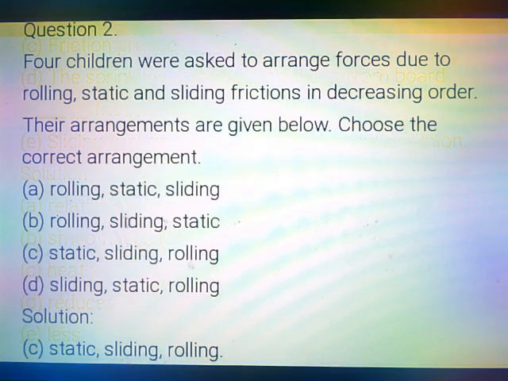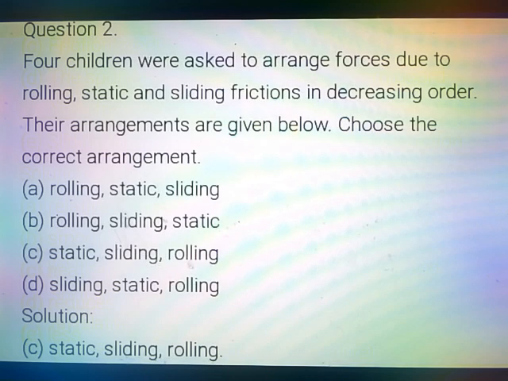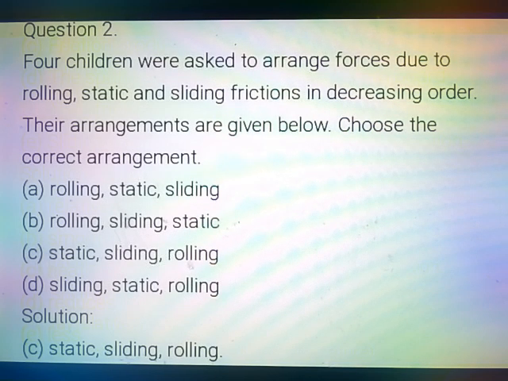Question number 2. 4 children were asked to arrange forces due to rolling, static and sliding frictions in decreasing order. Their arrangements are given below. Choose the correct arrangement. Answer: static, second sliding and then rolling.